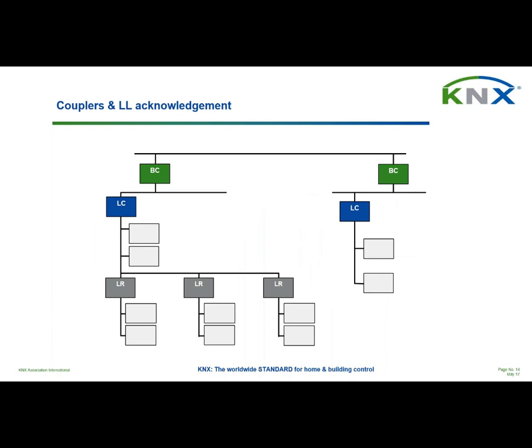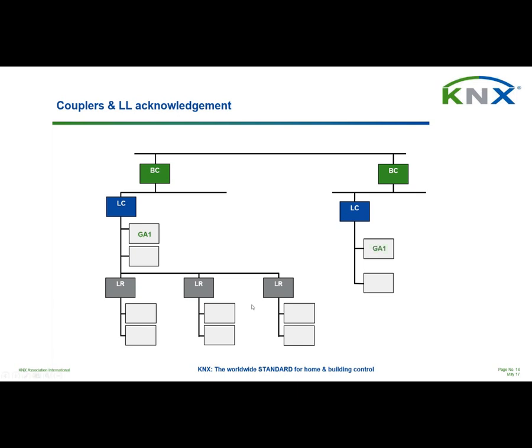Okay, couplers and link layer acknowledgement. This is also a very interesting aspect to understand what's going on there. Normally when we send out a telegram within a line, let's take the example of our line segment, if this device here would send a telegram to this device, there is always a link layer acknowledgement between them, just to confirm, yes, okay, I received it. But what happens if devices are on the other side of the installation? What happens with these link layer acknowledgements?